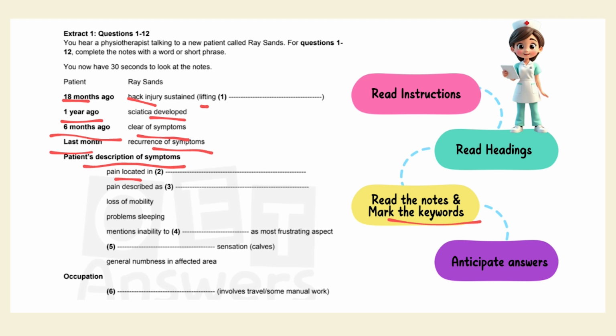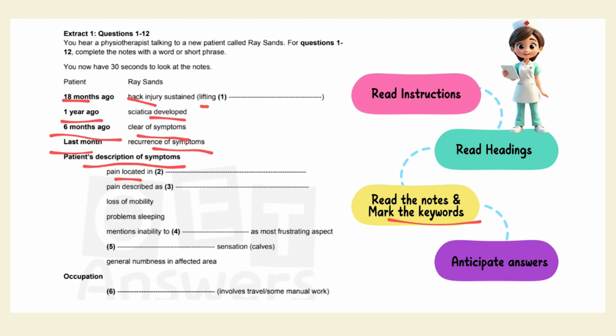So for question number 1, I told you, lifting. After lifting only the problem occurred. Lifting means an object, a particular object can be lifted, right? So an object would come here, like a suitcase, carry bag, any of the heavy weights. Moving to the second, pain located in a particular body part, right leg, left leg. So you can anticipate, expect the answer. Pain described in, so described means characteristic, how the pain was, intense or pounding, or stabbing pain.